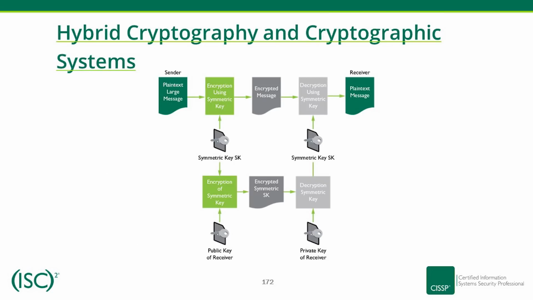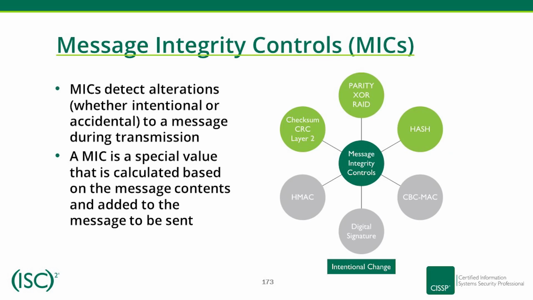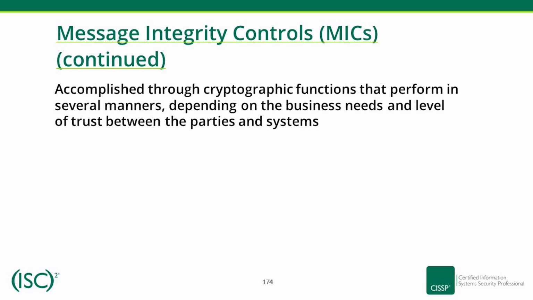Hybrid cryptography and cryptographic systems. Message integrity controls, MICs. MICs detect alterations, whether intentional or accidental, to a message during transmission. A MIC is a special value that is calculated based on the message contents and added to the message to be sent. Accomplished through cryptographic functions that perform in several manners, depending on the business needs and level of trust between the parties and systems.